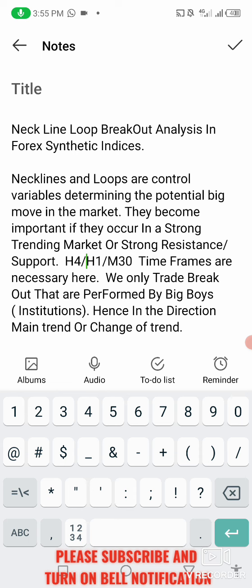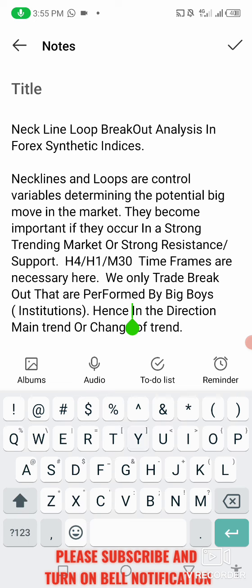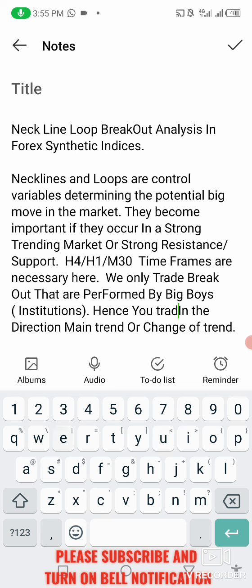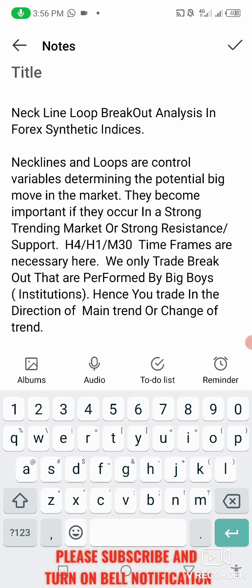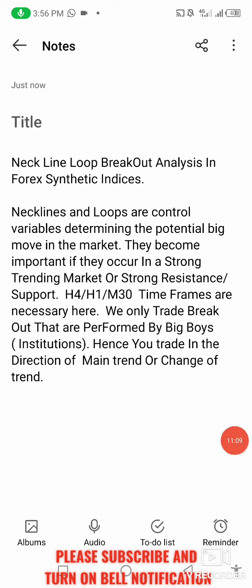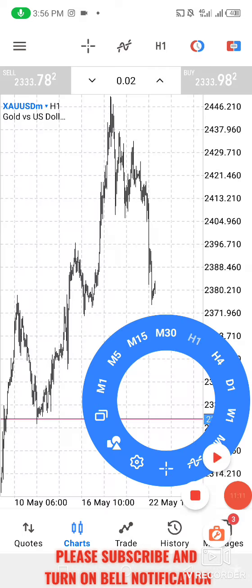Okay, hence you trade in the direction of the main trend or change of trend, because trend can change. So when the trend changes, the season has changed, and then you follow the new trend. Okay, so right now I'm going back to the charts, up-down analysis.